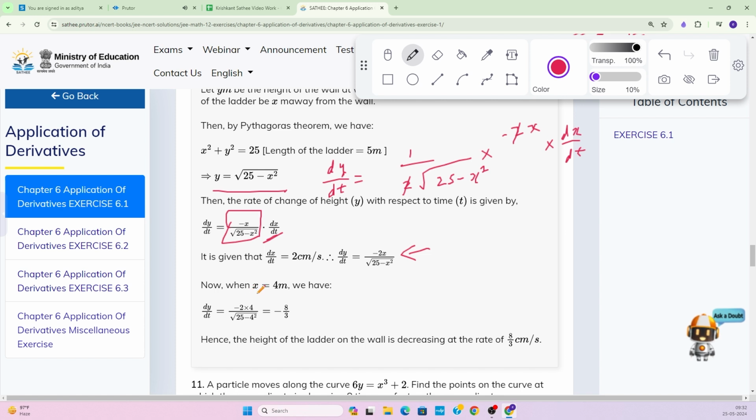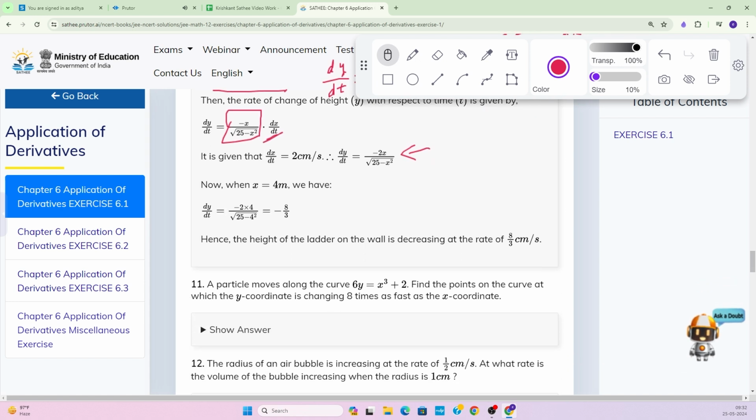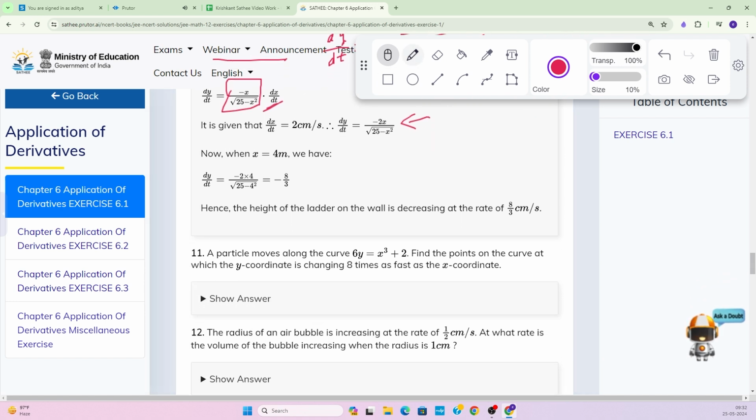Now when x is 4 meter, the rate of decrease of the height of the ladder will be minus 8 by 3. The minus sign says it is a decrease, so the height decreases by 8 by 3 centimeter per second. So every second the height decreases by 8 by 3 centimeters. Okay, clear. Let us move to the next problem.